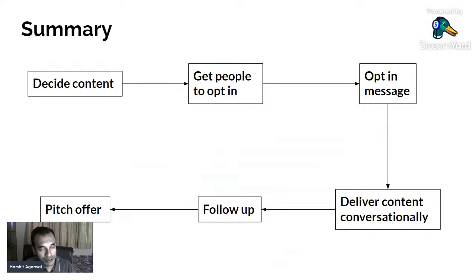So let me summarize the entire system. The first step is to decide what content you want to deliver. Ideally, it should be broken down into steps, and it should be content that has proven to appeal to the audience already. So it might be that the content is being delivered through email, and you have better conversion rates compared to other pieces of content. So that's the content that should go into the conversational flow. The second step is to get people to opt in to this flow, and there are several entry points through which people can opt in.